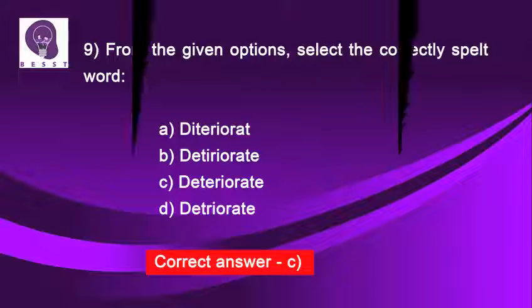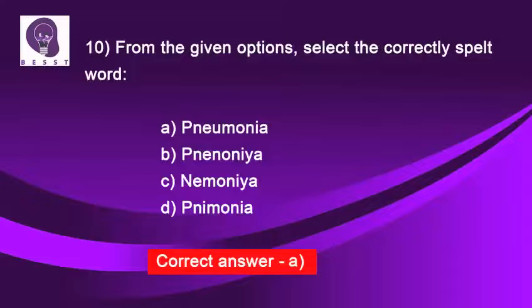Now let us proceed to the last question from our today's series. From the given options, select the correctly spelled word. In option A, we are given P-N-E-U-M-O-N-I-A. Now here, just remember, the P is silent. It is pronounced as pneumonia.